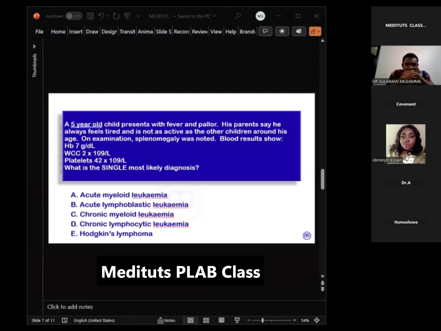Should I read the options too? Yes, read the options. Okay. Acute myeloid leukemia, acute lymphoblastic leukemia, chronic myeloid leukemia, and Hodgkin's lymphoma.